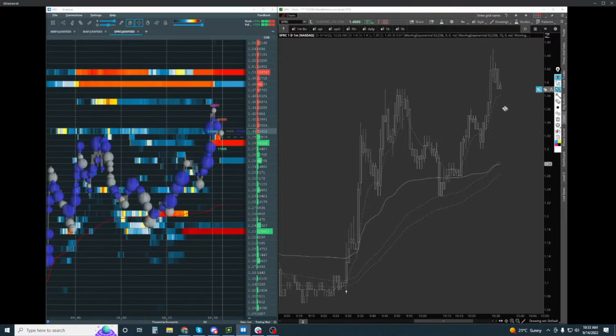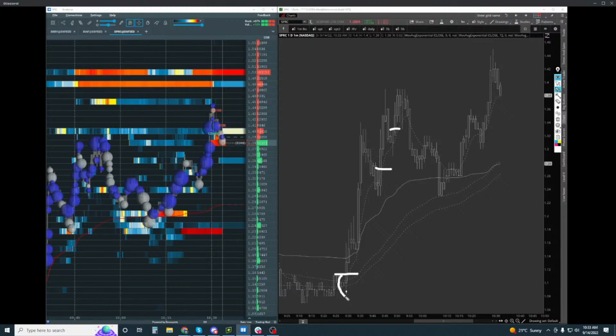But here we are too late for a long. The long that I took today was here. Also, we had another long setup over here. The first long setup was here. And now what we're waiting for is only that 155 for a possible reversal short.